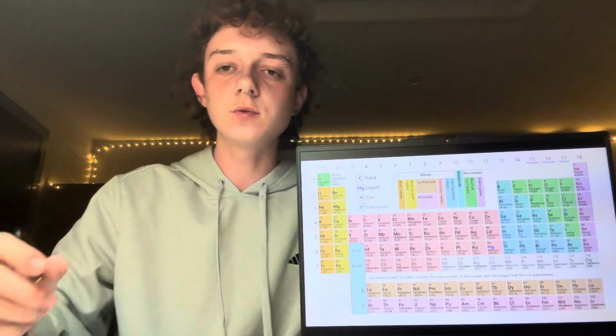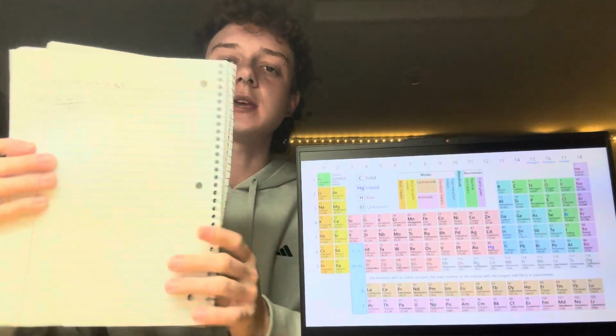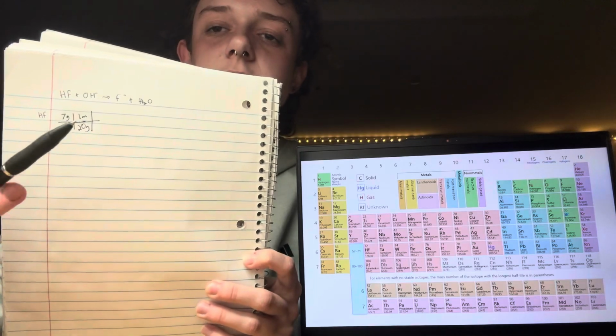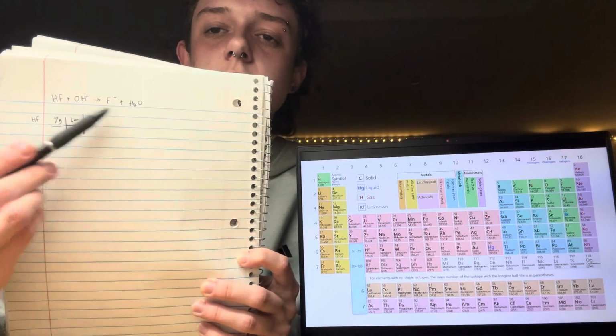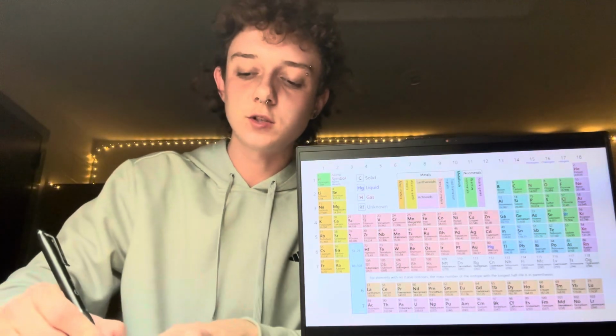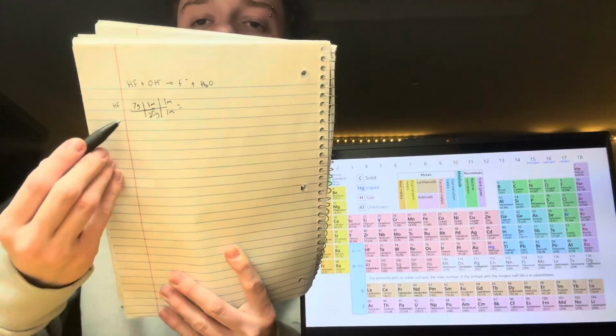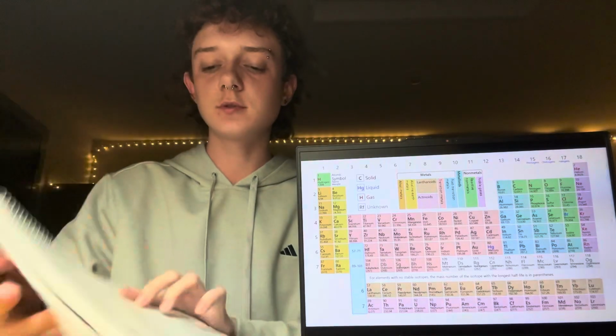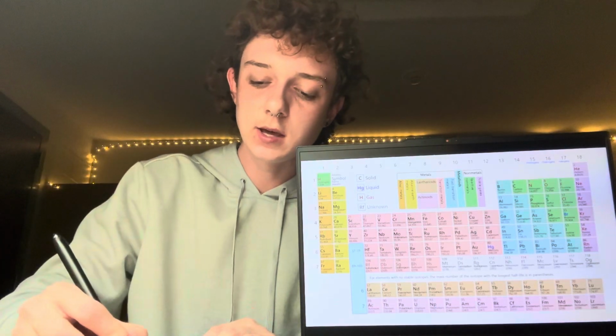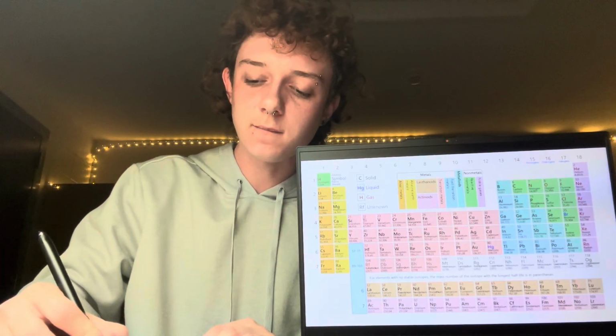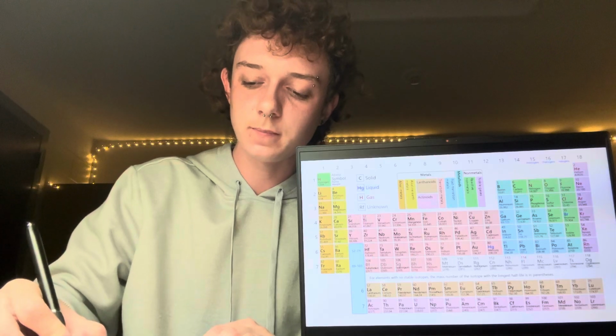And now we are at moles of hydrofluoric acid, and we need to get to moles of water. And luckily, everything in the reaction is 1 mole, so that's just a 1-to-1 ratio. So you multiply across and divide down. So 7 divided by 20 is 0.35 moles of water.